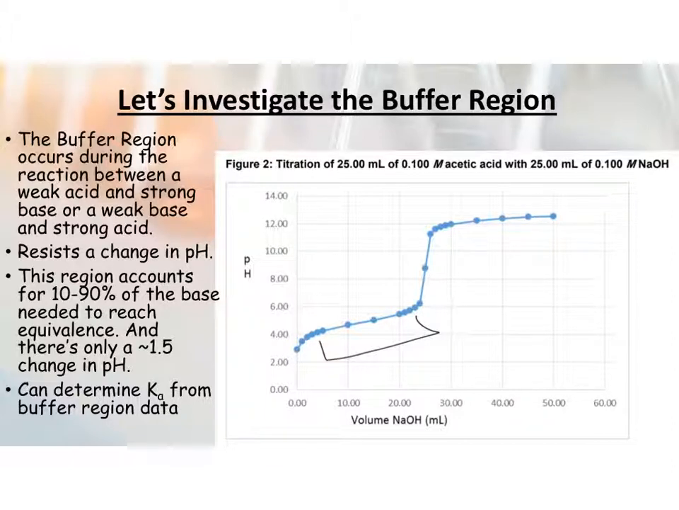The thing about buffer regions is that they resist a change in pH. So you keep adding base to them, and the pH is just not changing very much. The thing that's kind of interesting about them is from 10% to 90% of the base that you need to reach equivalence, adding that 10% to that 90% will only give you about a 1.5 change in your pH value. And we can also determine Ka by looking at our buffer region.